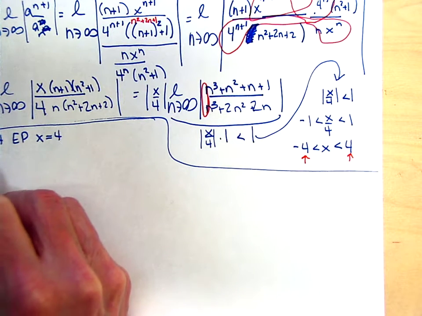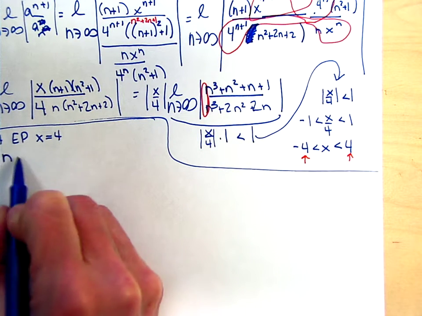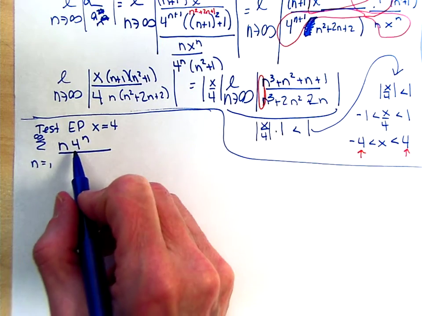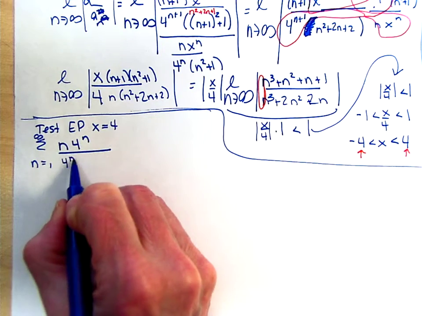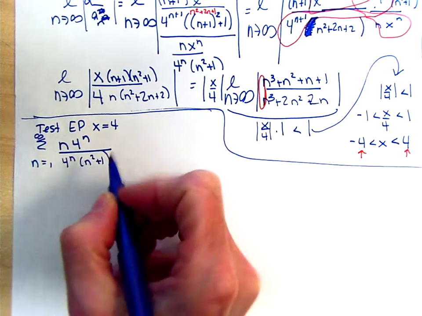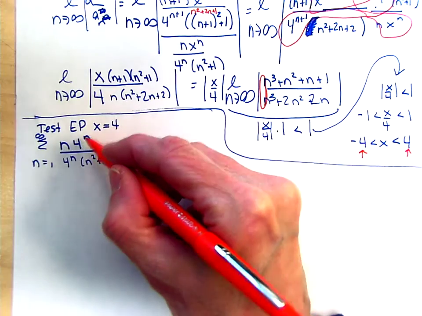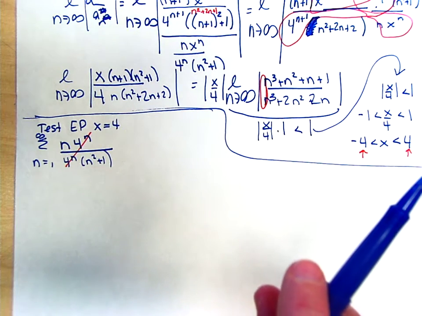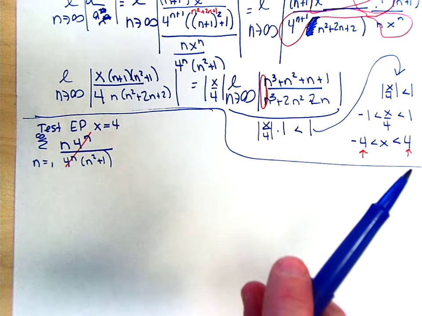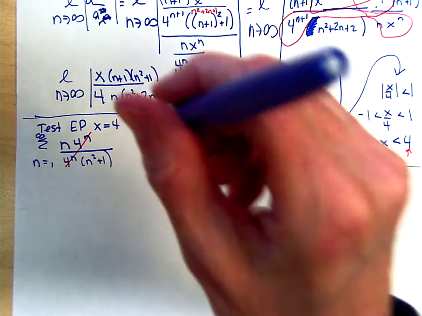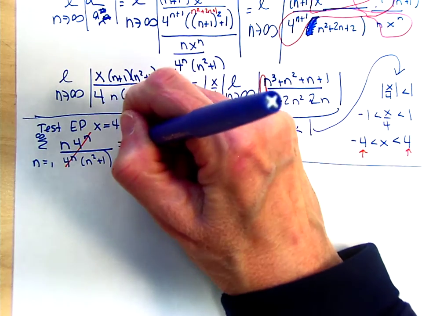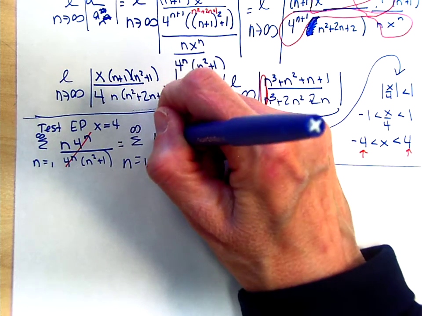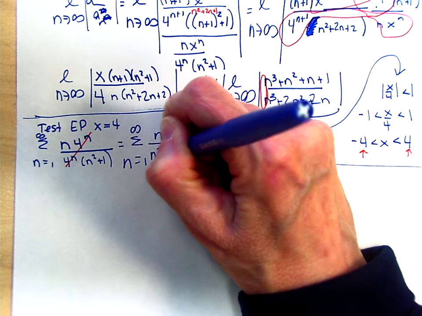The sum from n equals 1 to infinity of n. So instead of x to the n, it becomes 4 to the n all over 4 to the n, n squared plus 1. Something nice happens: this cancels. And this equals the sum from n equals 1 to infinity of n over n squared plus 1.